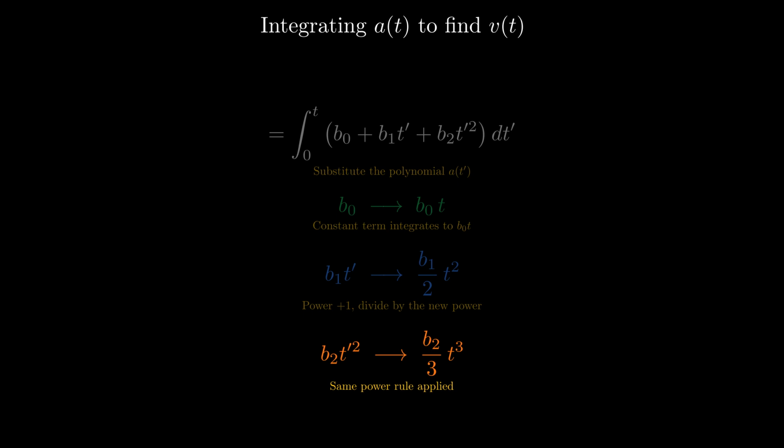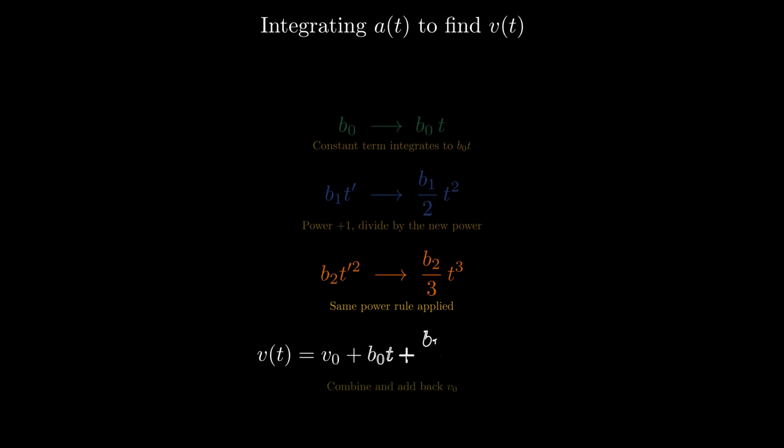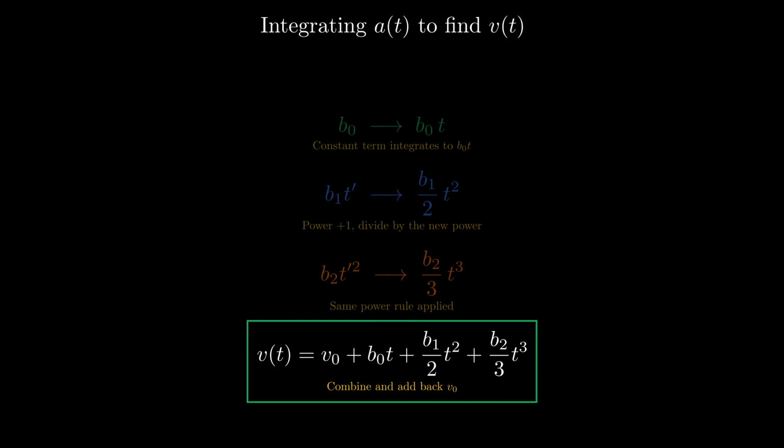Combining everything and adding back v0, we get v of t equals v0 plus b0 times t plus b1 times t squared over 2 plus b2 times t cubed over 3. Each coefficient from the acceleration produces a velocity term 1 degree higher.